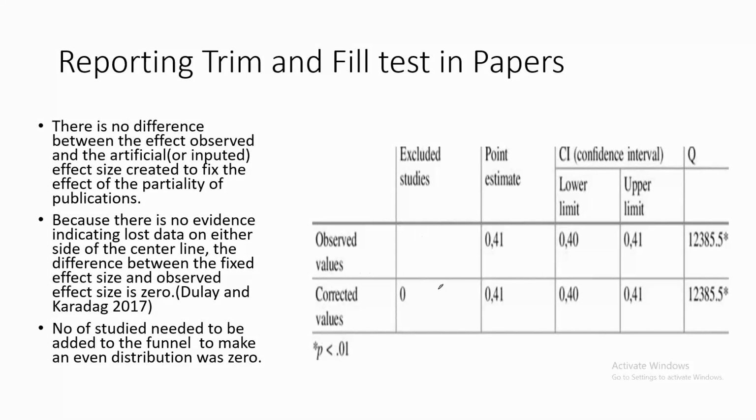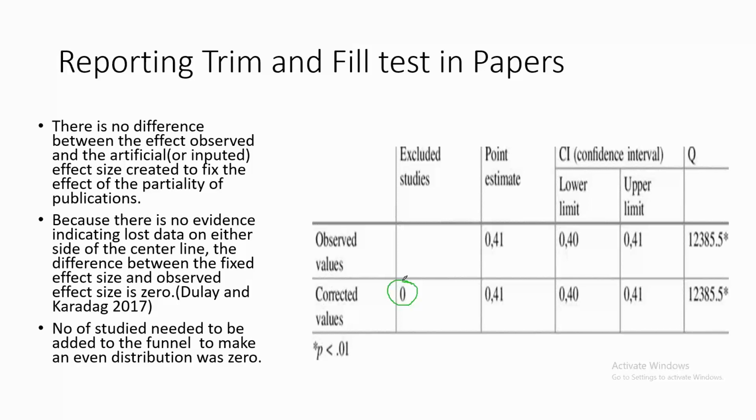This is what you have to read. So you will be given a corrected value. Corrected value, or the number of studies which had to be put into the funnel, is 0. Again, I'm showing you perfect data, idealistic data, so that you understand the relevance.